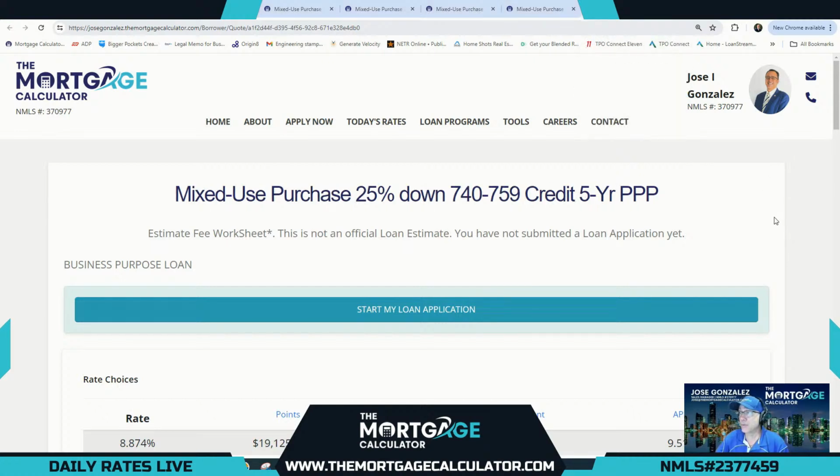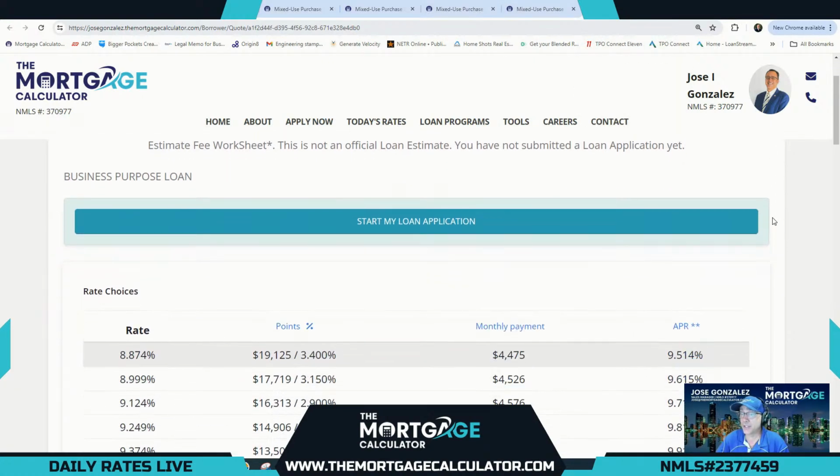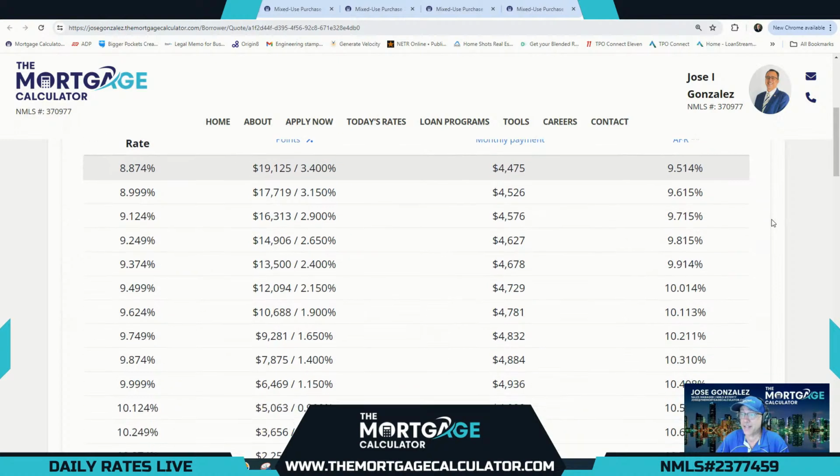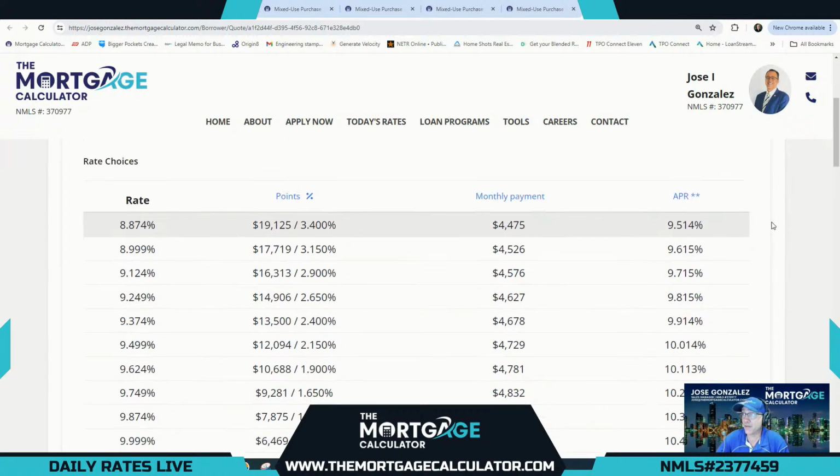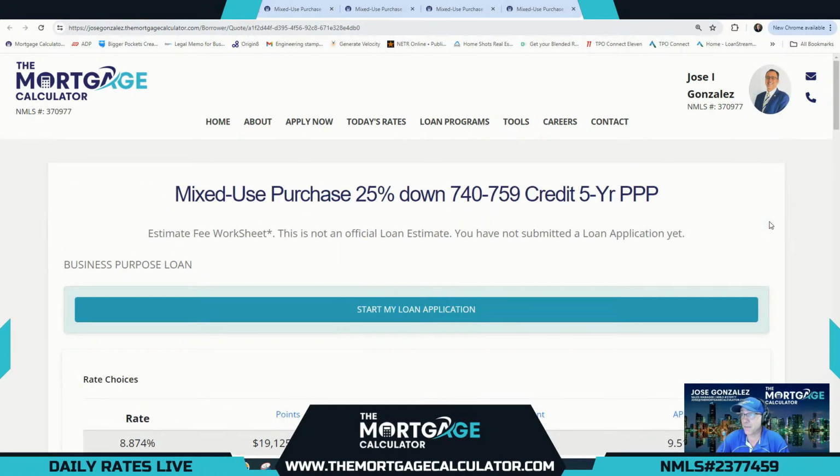So now we drop to a 740 to 759, same rate, just slightly more expensive, where the other one was almost at par at 0.025. This one charges you 0.150. So almost the same cost for your 740 to 759 borrower, still only 25% down.